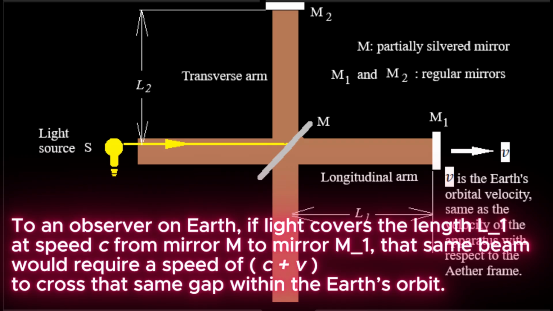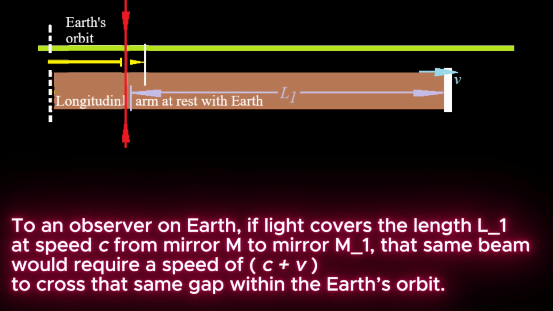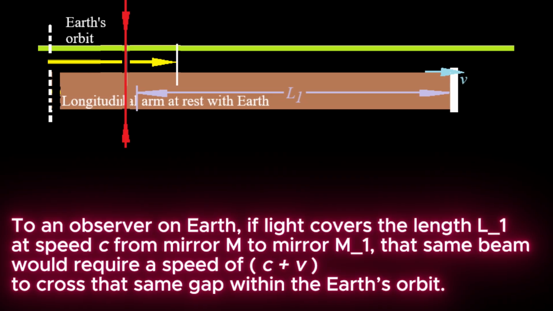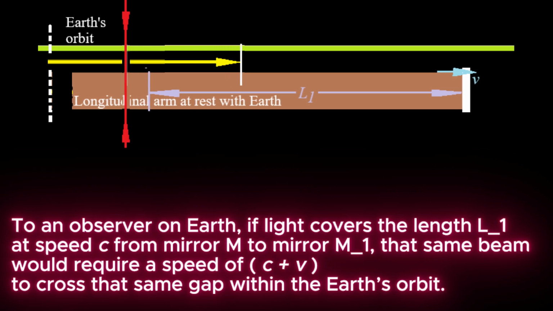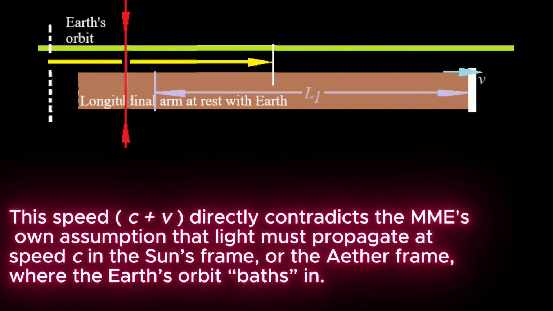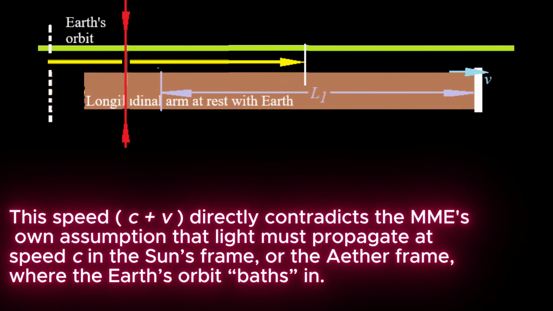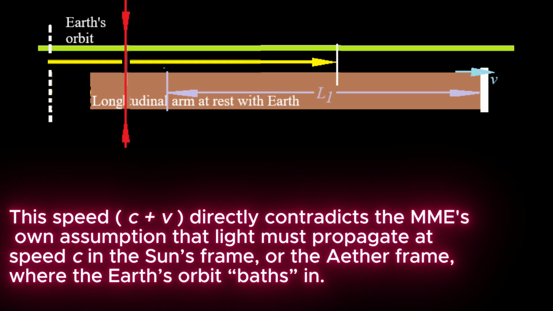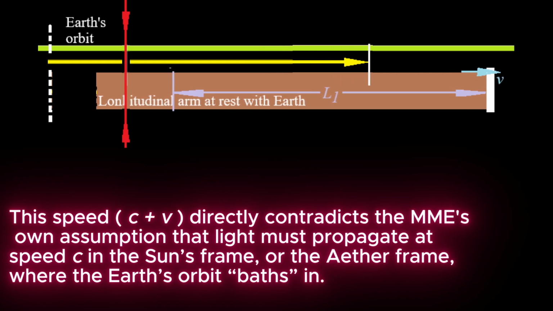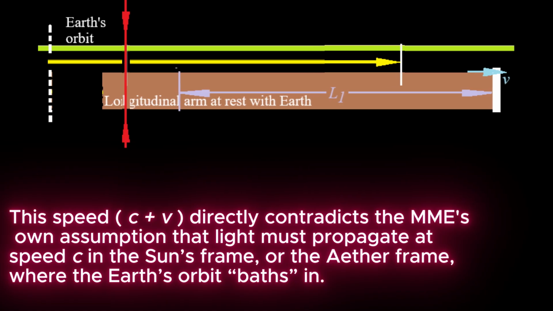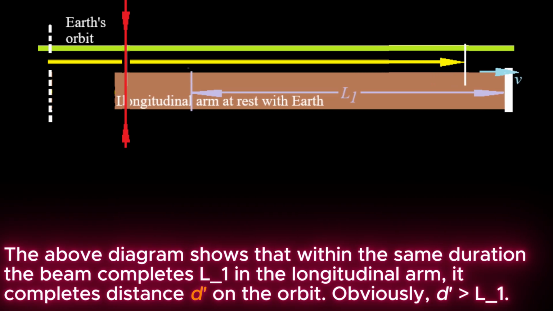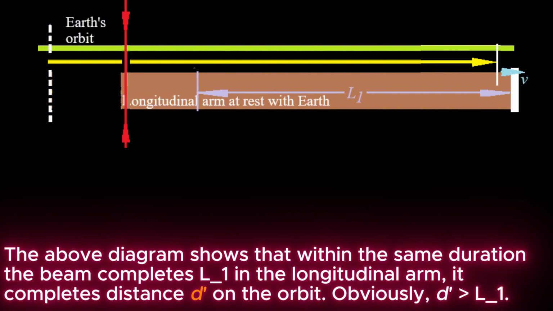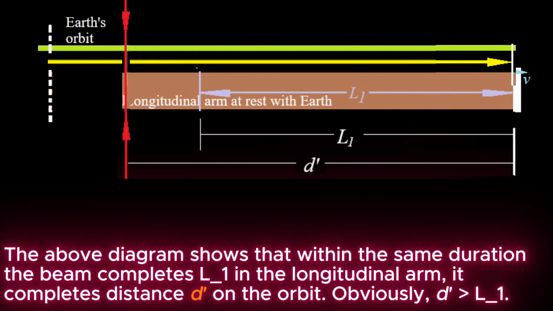To an observer on Earth, if light covers the length L1 at speed c from mirror M to mirror M1, that same beam would require a speed of c plus v to cross that same gap within the Earth's orbit. This speed c plus v directly contradicts the MME's own assumption that light must propagate at speed c in the Sun's frame, or the Aether frame, where the Earth's orbit bathes in. The above diagram shows that within the same duration the beam completes L1 in the longitudinal arm, it completes distance d' on the orbit. Obviously, d' is larger than L1.